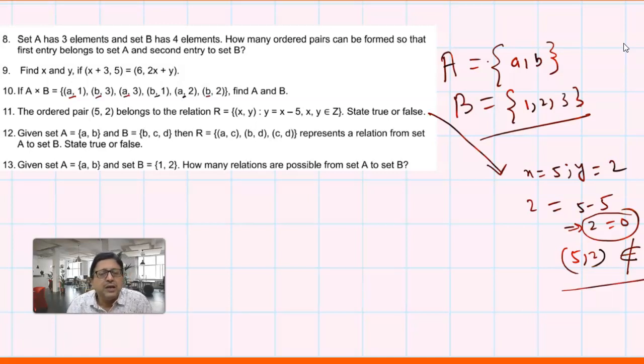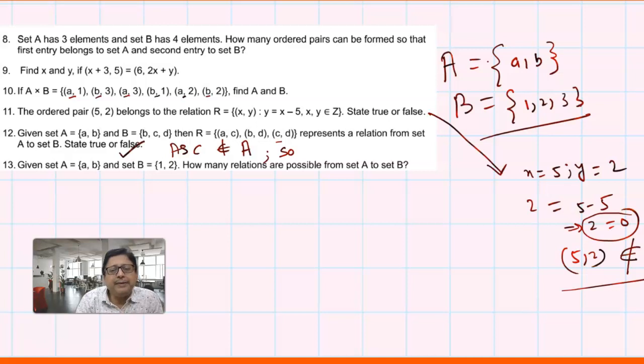It is false. Then number 12, A given, B given, R is this. Is R a relation from the set A to B, true or false? See, we check whether the first elements A, B, C are taken from the first set or not. No, C is not an element from the set A. I told you the first element should belong to this set. So your answer will be like this: C does not belong to A. So this statement, that this is a relation from set A to B, is false.